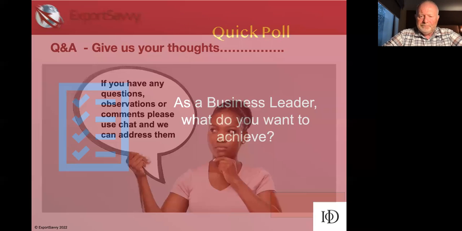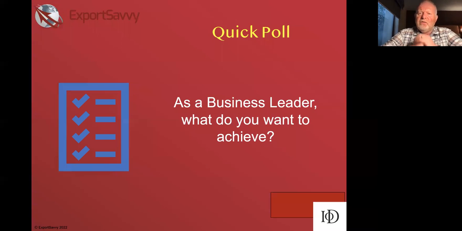So I'd like to start off with a quick poll. Let's have an idea of what's going on. The first thing I'd like you to think about is this question: as a business leader, what is it that you would like to achieve? I'm going to ask you to participate in this little poll that you see coming up in front of you now. Have a quick look at that and then we'll move forward from there.